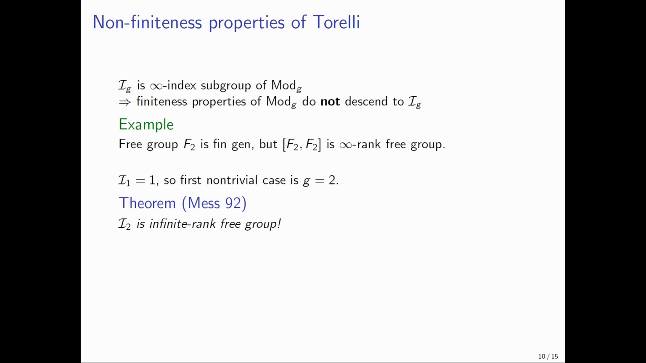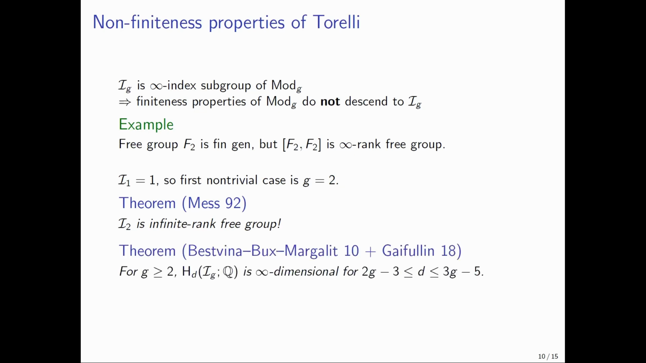Not so much for the statement, and this was generalized. The statement I'm giving here combines work of Bestvina, Bux, and Margalit from 2010 with Gaifullin from 2018, that said that for g at least 2, the d-th homology of Torelli with rational coefficients is infinite dimensional when d lies between 2g minus 3 and 3g minus 5. You notice that for g equal to 2, this says 2g minus 3 is 1, and 3 times 2 minus 5 is 1. So it says only something like H1 for genus 2, which makes sense. In the free group, that's trivial. So this is in fact a generalization of that part of Mess's theorem.